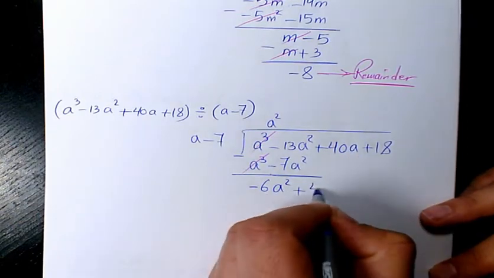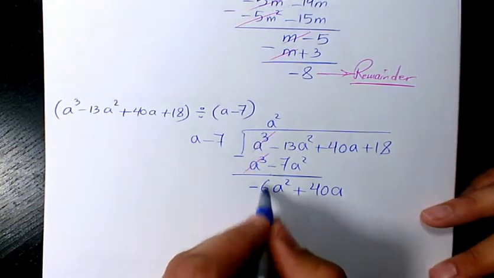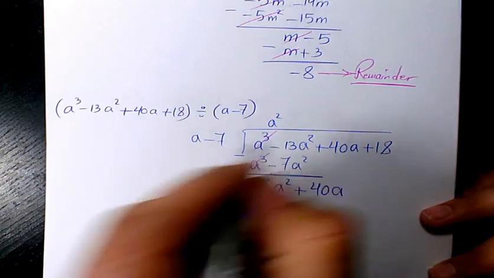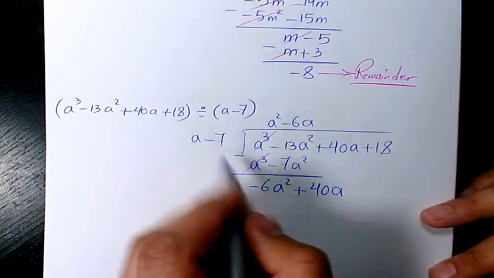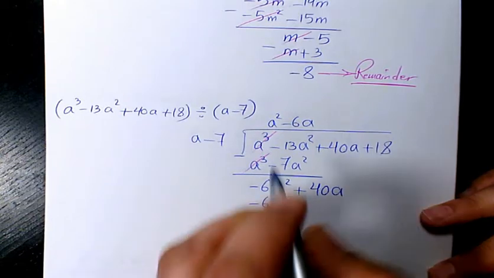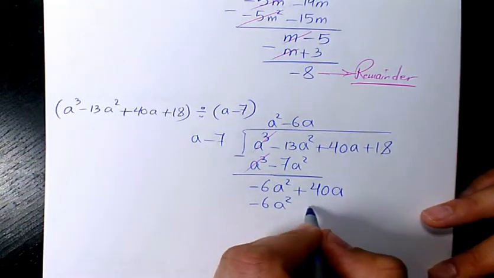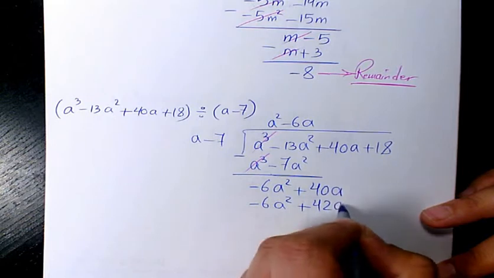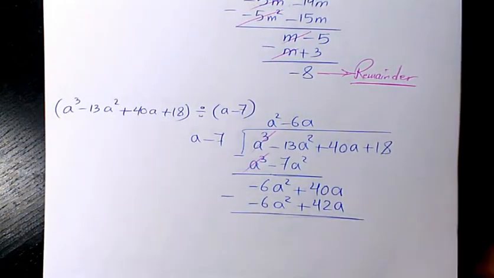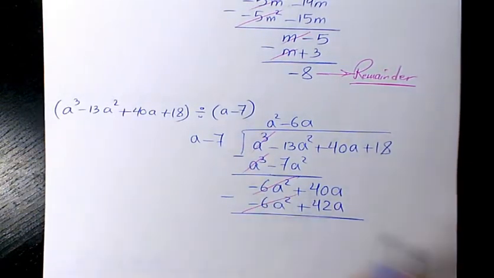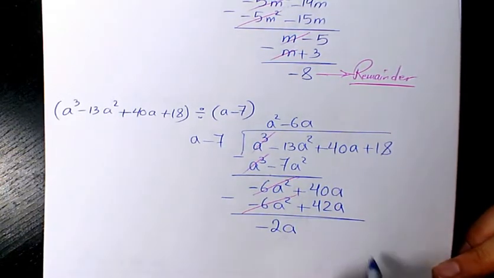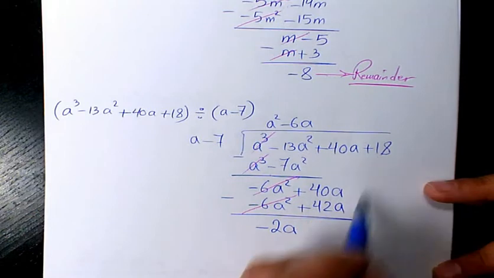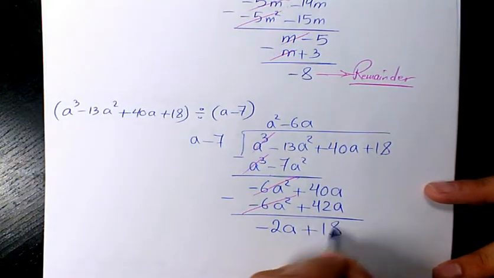Bring the next one down, 40a. Negative 6a squared divided by a is going to be negative 6a. Then you multiply negative 6a times a, negative 6a squared. Negative 6a times negative 7 is going to be plus 42a. When you subtract it, these two cancel out. 40a minus 42a is going to be negative 2a. Then you bring the next number down, which is 18.